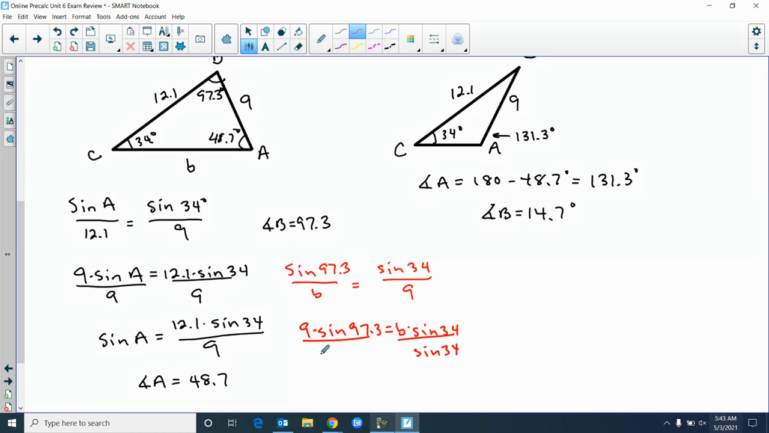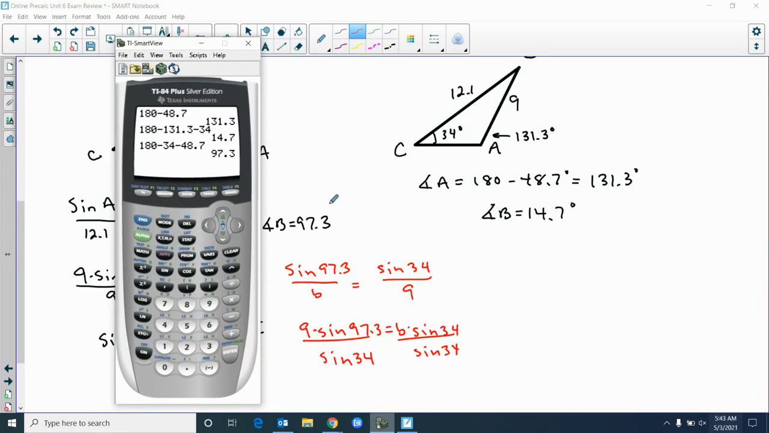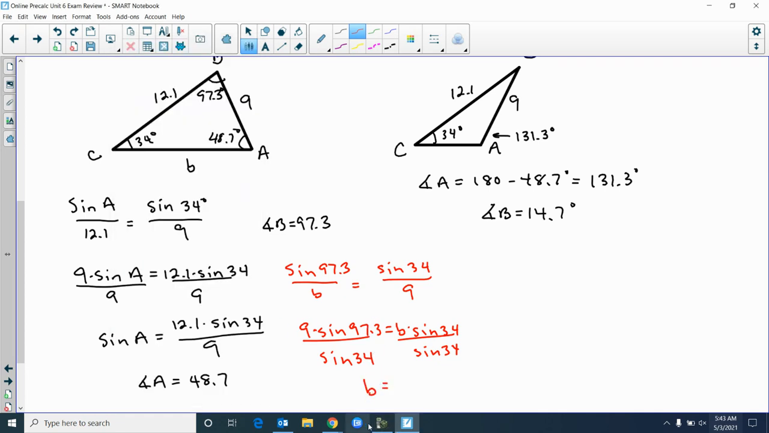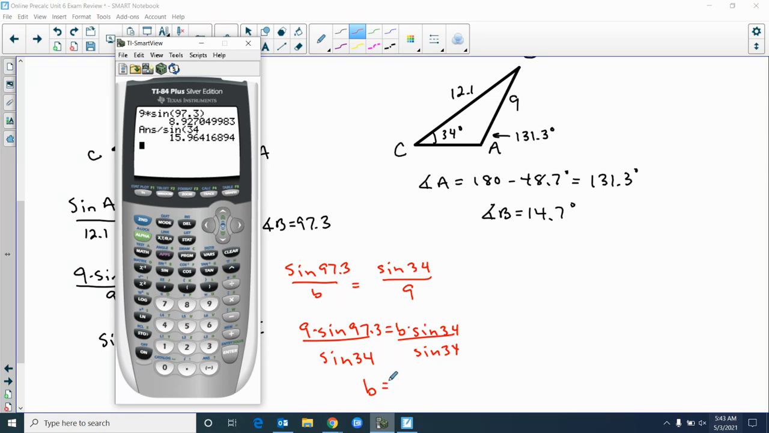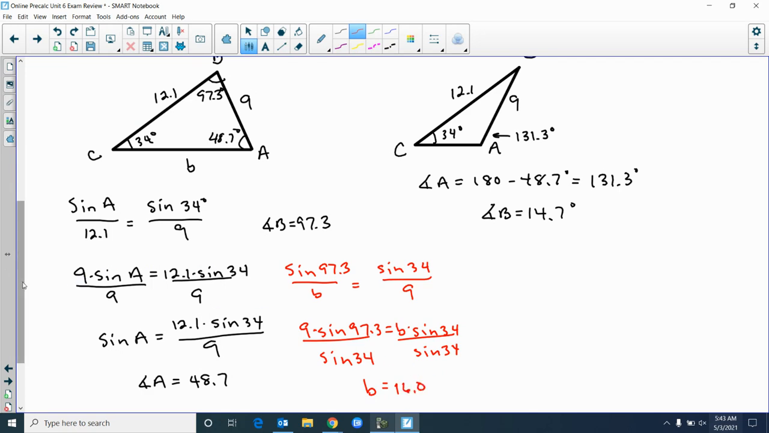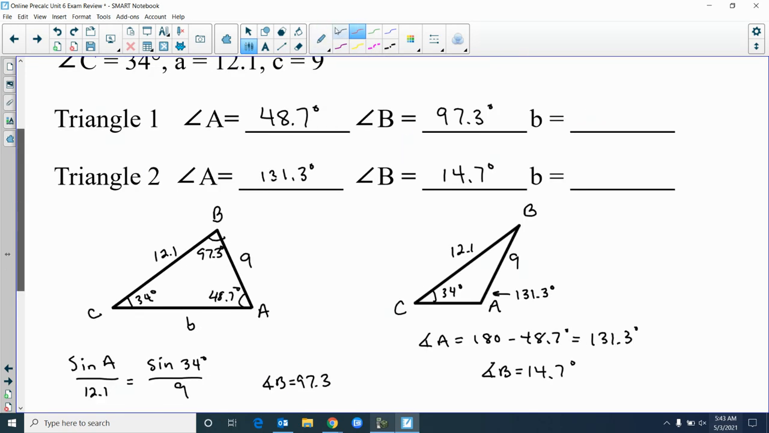Now we're looking for a side here, not an angle, so we do not use inverse. So I can just type that in kind of how you see it. So 9 times sine of 97.3. Let me fix that. Okay. Divided by sine of 34. So I get side B equals 15.96. We're rounding to the nearest tenth, so that's going to become 16.0. And that's in triangle 1.